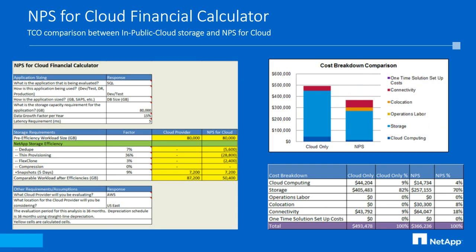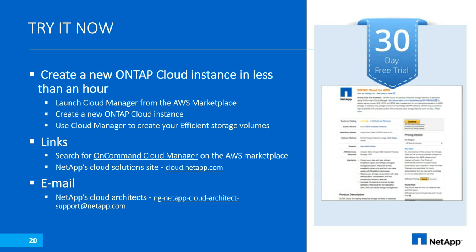All right, so you've seen a little bit of OnCommand Cloud Manager. OnCommand Cloud Manager, again, is the user interface that helps you quickly and easily deploy ONTAP Cloud systems or discover your on-premises or NetApp Private Storage systems. If you're interested in trying out OnCommand Cloud Manager and the storage efficiencies for yourself, there is a 30-day free trial for ONTAP Cloud. All you need to do is go to the AWS Marketplace and subscribe to ONTAP Cloud. You can deploy Cloud Manager and follow the helpful guides.